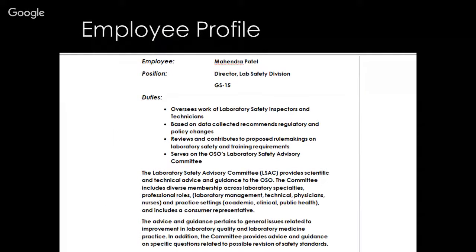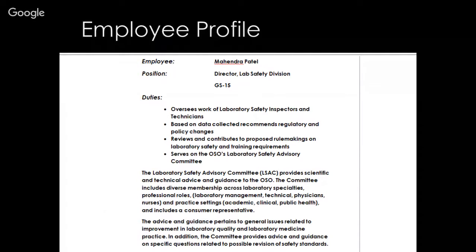But if we then look on the next slide and in your materials at our actual employee profile, our employee is the director of this division. So clearly this is someone with supervisory responsibilities, so the full panoply of things that occur within the lab safety division is going to be under this person's cognizance. To give you a flavor of what this person is responsible for, they're overseeing the work of all of the laboratory personnel, which is going to include safety inspectors and technicians. These safety inspectors and technicians collect data based on their inspections, and that data then goes into recommendations for regulatory and policy changes. So we're looking at a body of matters that can be fairly broad-based.